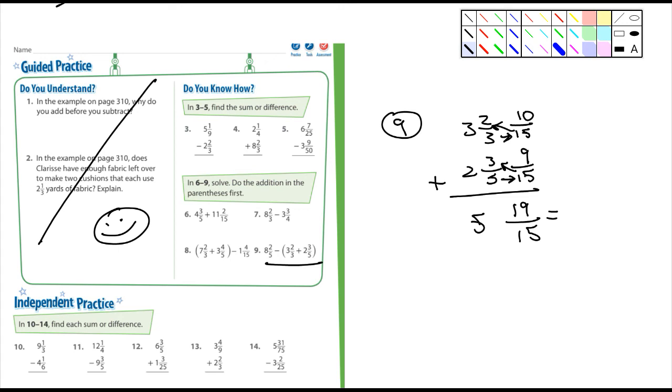So let me ask you, how many times does 15 go into 19? It goes in once. So 19/15 is the same as 1 and what's left over? If you subtract 15 from 19, what's left over? It's going to be 4 left over. 4/15. 1 and 4/15. What do we do with this 1 right here? All right, we're going to add that to the 5. So what's it become? 6. So the final answer for number 9 would be 6 and 4/15.